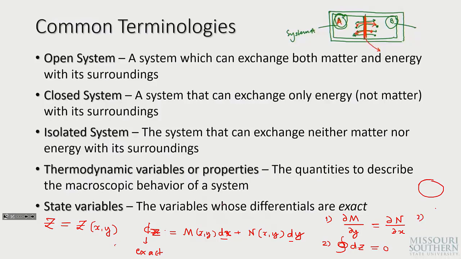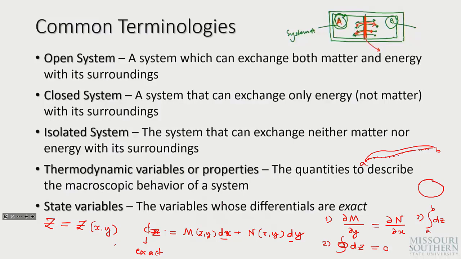The third one is the integral of dz from point A to point B is path independent, meaning if you take the integral of dz along this path, meaning you add these small differentials along this path, you get exactly the same value if you do the same integral along some other path.